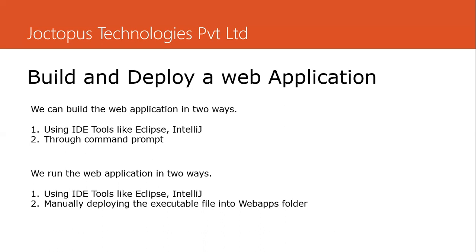Even deploying the web application can be done in two ways, guys. Again, the first mechanism, if you are using any IDE tools like Eclipse or IntelliJ, you can run your project directly under the IDE tools. And the second mechanism is, once you have built the project, it will generate the executable file. You need to copy that executable file manually and put it into the webapps folder of your Tomcat server. So in both these ways, you can run your web application.